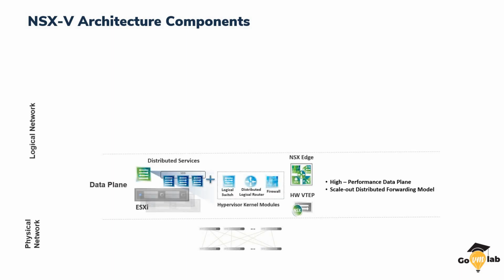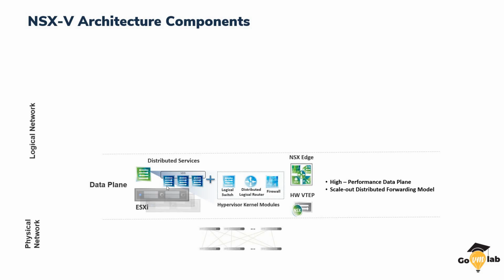Then you have the first component of our logical network. So now our logical network starts, and the first component is the data plane. As you can see, it is responsible for your VXLAN packet forwarding, switching, routing, and firewalling. So all these switching, routing, and firewall capabilities are performed by the data plane component of the NSX architecture.